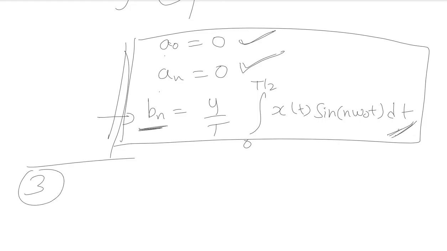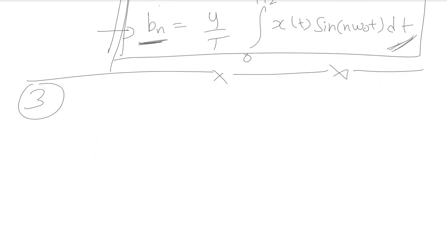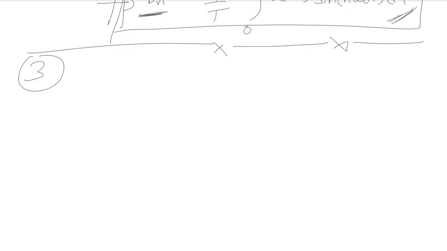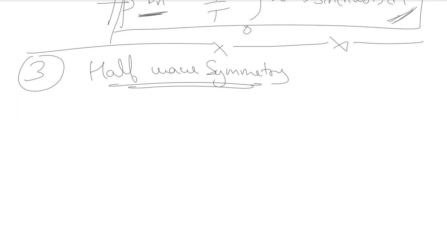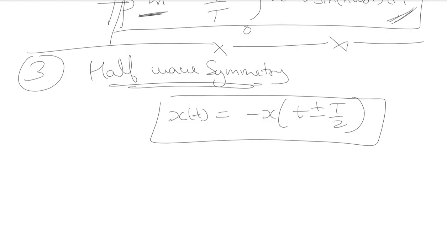The third type of symmetry is when x(t) is neither odd nor even. We call such symmetry half wave symmetry. Analytically, it means that x(t) is equal to minus x of t plus or minus T by 2. This is the analytical description of half wave symmetry. Let's have some graphical representation of half wave symmetry that will make things more clear.